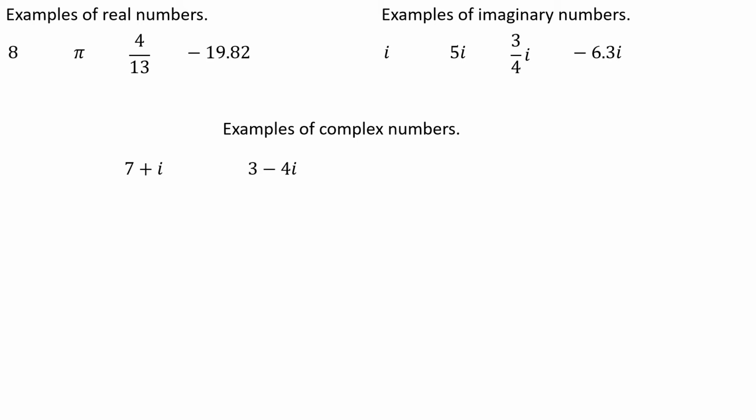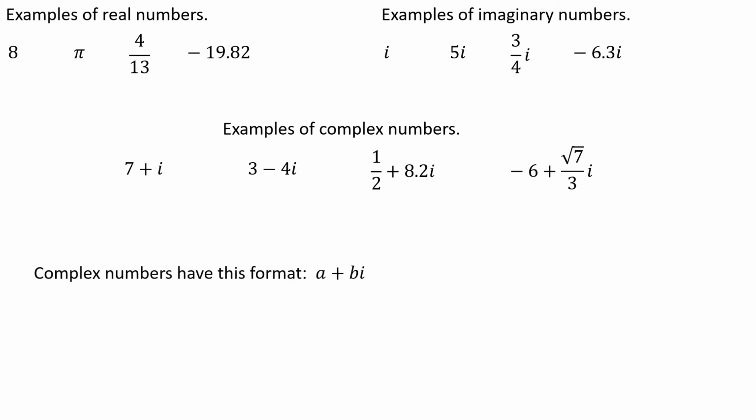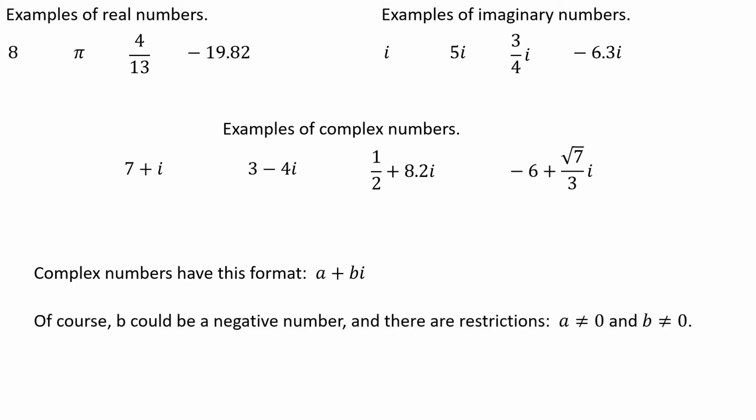3 minus 4i. That's another one. 1/2 plus 8.2i. Negative 6 plus square root of 7 over 3i. Right? Those are complex numbers. Complex numbers have a real number followed by a plus or sometimes a subtraction symbol, and then an imaginary number.